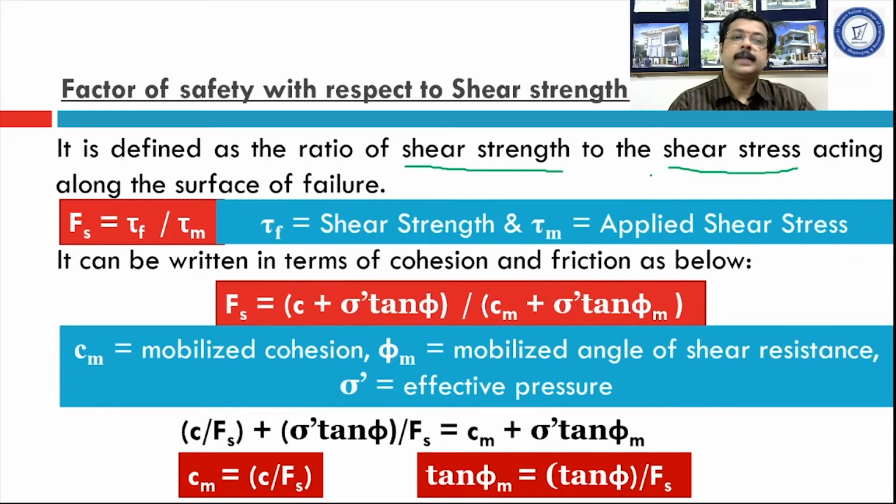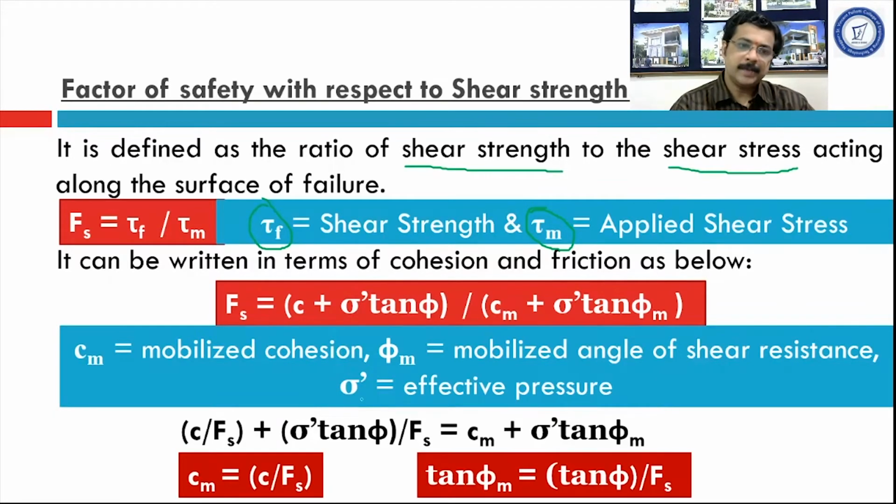Factor of safety is defined as the ratio of shear strength to the shear stress acting along the surface of failure. How is it written? It is written as Fs equal to tau f upon tau m, where tau f is the shear strength, and tau m is called the applied shear stress or mobilized shear stress.